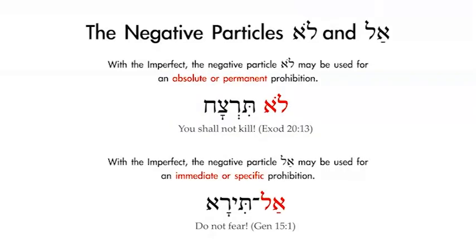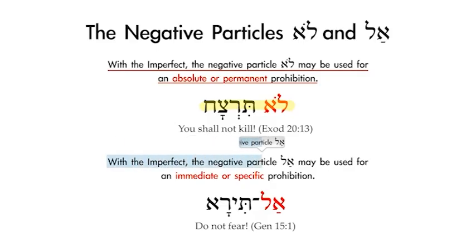Let's consider those together. First, with the imperfect, the negative particle lo may be used for an absolute or permanent prohibition. It's a little bit of a stronger negative. So we have our example here, lo tirtzakh, you shall not kill. This is from the Decalogue in Exodus 20, and it's an absolute or permanent prohibition. It's something that doesn't change.